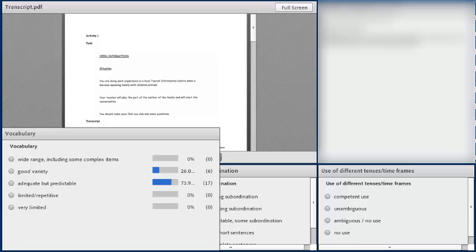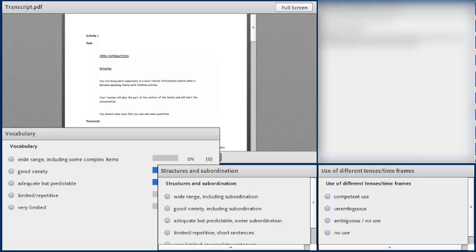So that criterion there, adequate but predictable, falls in the 3 to 4 band. So you've got your starting point really for your range of language mark. So it's not at all basic or limited. It's not particularly repetitive. It's adequate, but there's nothing particularly adventurous about it. So I think I would go with that majority vote there. Well, I know I would.